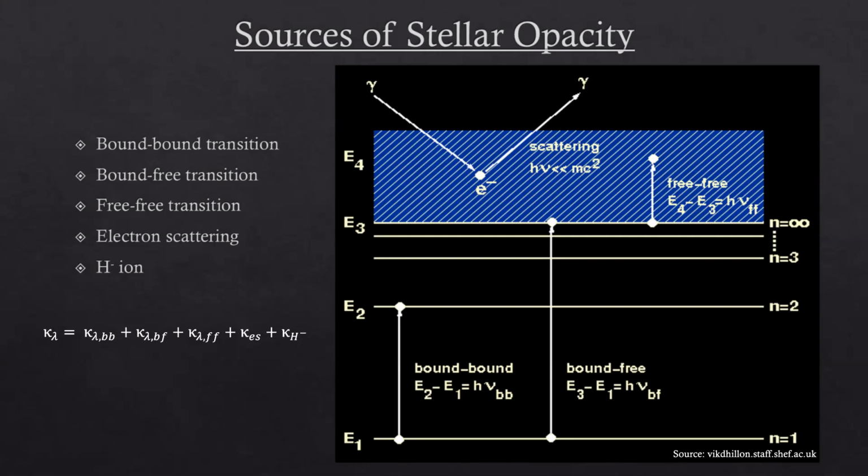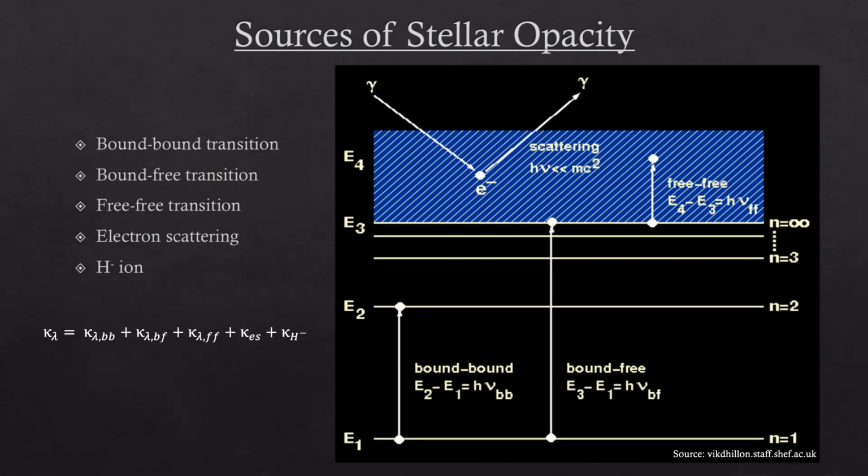Free-free transition is when you have an electron which is accelerated or decelerated around an ion, emitting a photon. When it's slowed down, it actually releases a photon. That's called Bremsstrahlung, literally meaning braking radiation in German. So that's free-free transition, and you have electron scattering, which is just when a photon is incident on an electron.